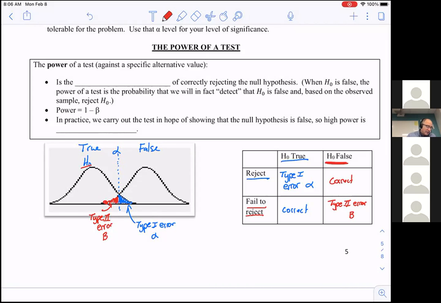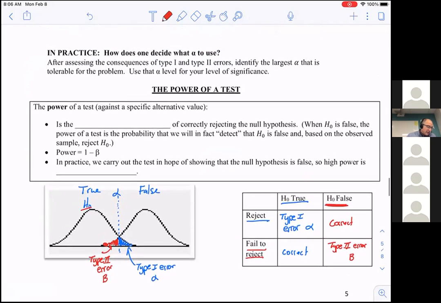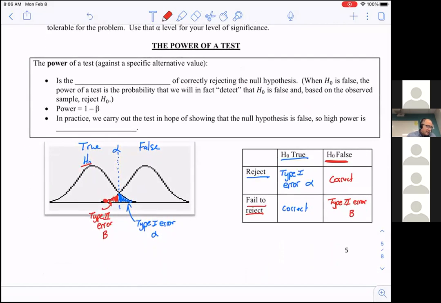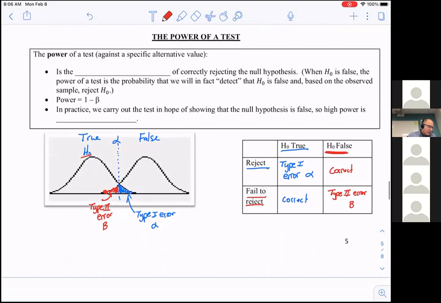Now, to get into what we consider the power of the test. Okay, so we have to talk about what the power of a test is. The power of a test against a specific alternative is the probability of correctly rejecting a null hypothesis. Okay, what it boils down to is the ability to correctly reject the null hypothesis. Okay, we detected that.